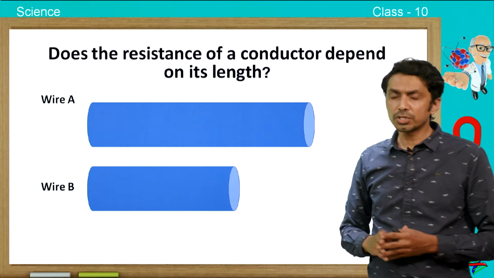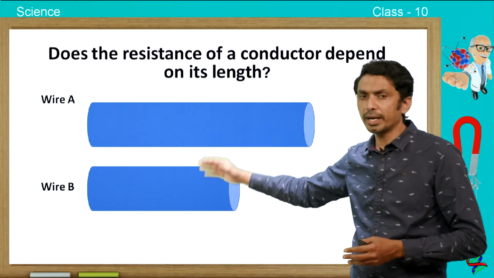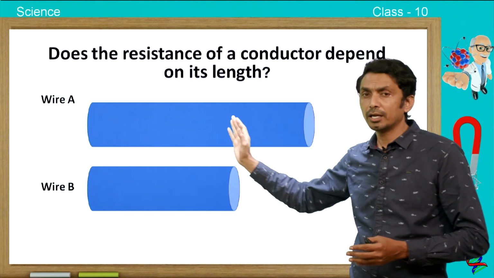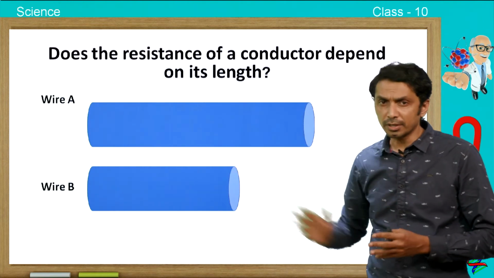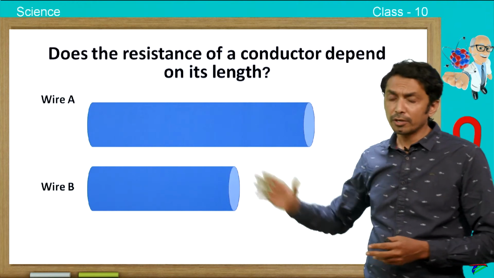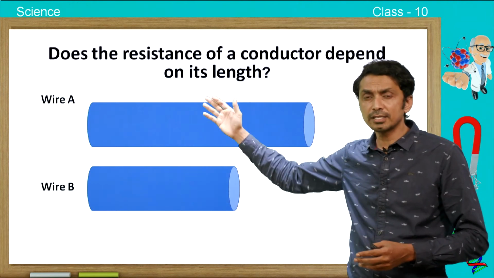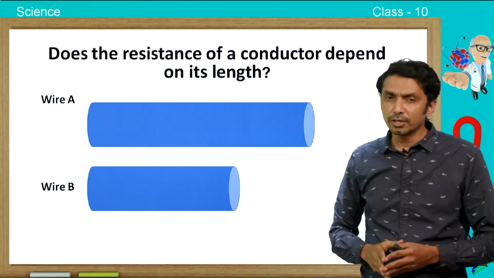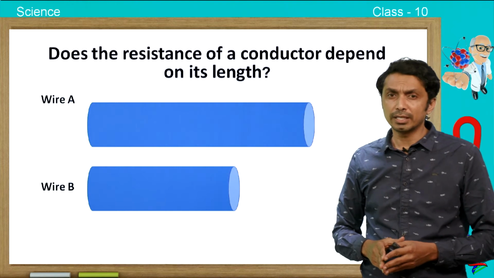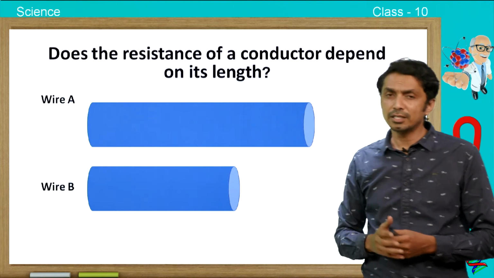My question is, whether these two wires made of the same material, having the same thickness, but one longer and the other shorter, will have the same resistance, or whether one will have higher resistance and the other lower resistance. Is it not interesting? Come, let us find out whether the resistances vary in these two wires.